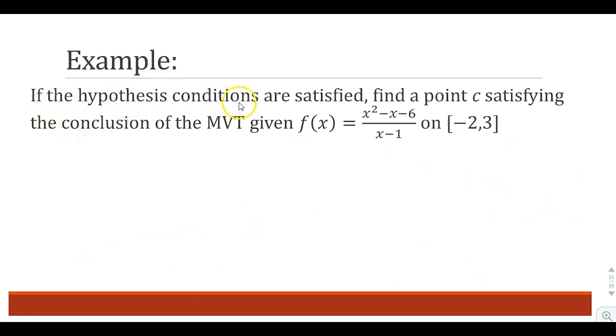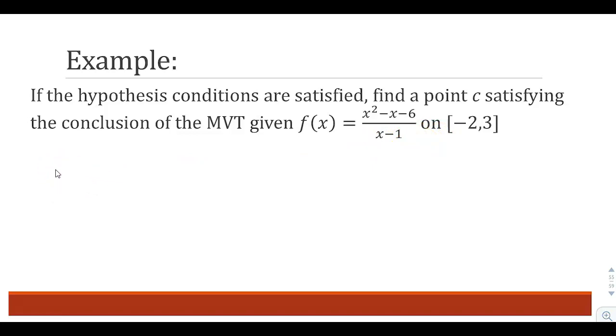Here we have, if the hypothesis conditions are satisfied, find a point c satisfying the conclusion of the mean value theorem, given f of x equals x squared minus x minus 6 over x minus 1 on the closed interval from -2 to 3. So we have to make sure the hypothesis conditions are satisfied. We need continuous and differentiable. If I look at this function here, this function is missing 1 from its domain. If I substitute in 1, it would make the denominator equal 0. So if my function is not defined at 1, it can't possibly be continuous. So we have a problem.